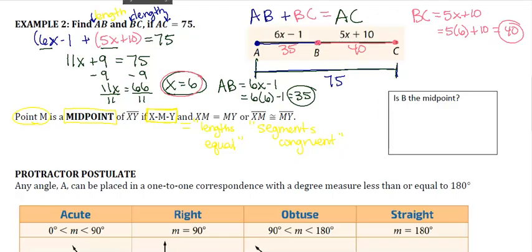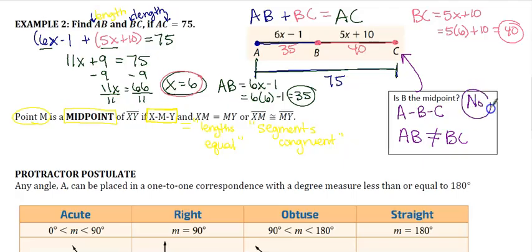So let's look at this box. It says, is B the midpoint? So let's go back up here. Is B the midpoint? Well, we do have A and then B and then C, so B is between A and C. Awesome. But do we have equal lengths? No, right? Length AB is not equal to length BC. So B is not the midpoint. So no, B is not the midpoint.